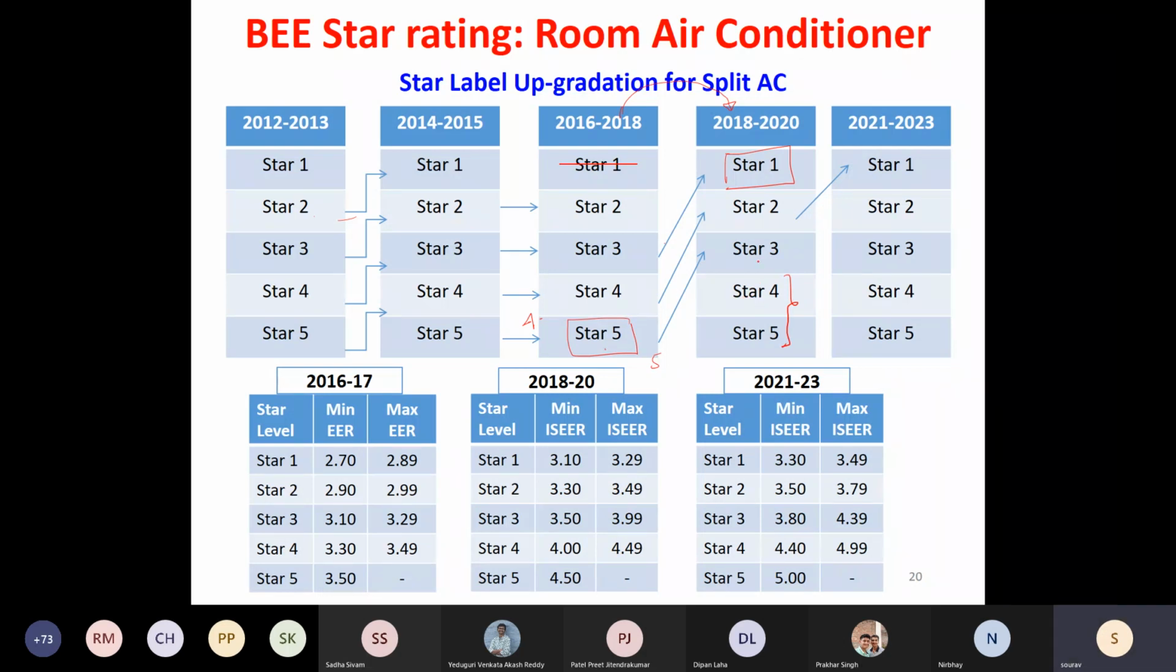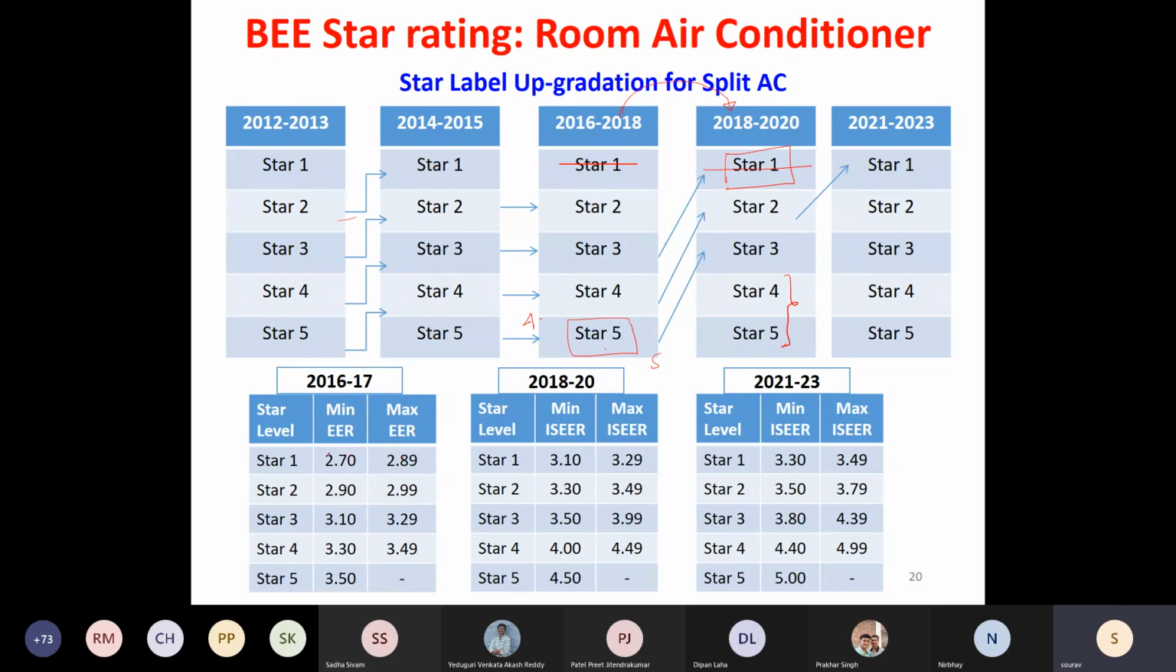And then again, there has been a steady upgradation of the star rating. So again, from 2021 to 2023, star 1 will be phased out and star 2 became the new star 1.